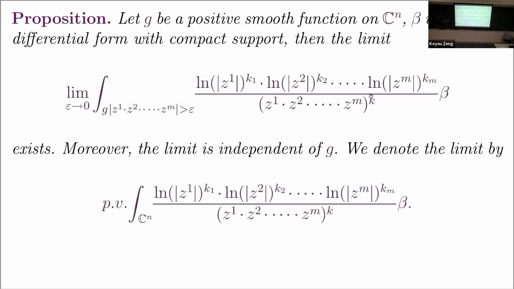So now let's assume X is just given by Cn. Let J be a positive smooth function on Cn. Beta is a smooth differential form with compact support. Then we can consider the integral of this guy over this region. This region simply says that we want to perform the integral over a domain that removes the divisor.